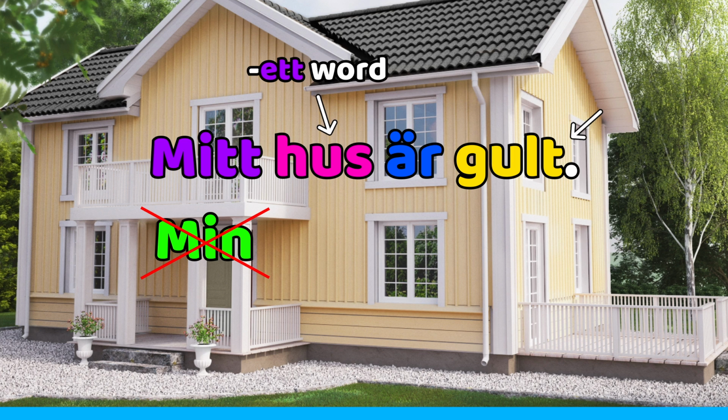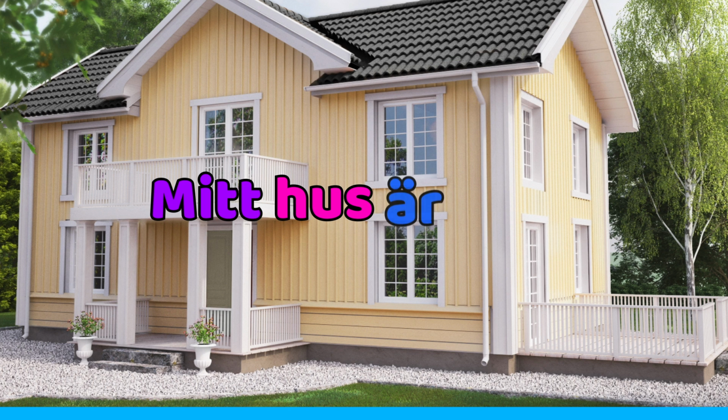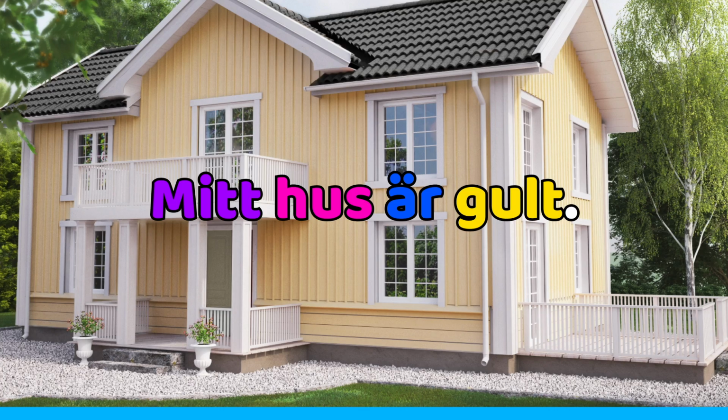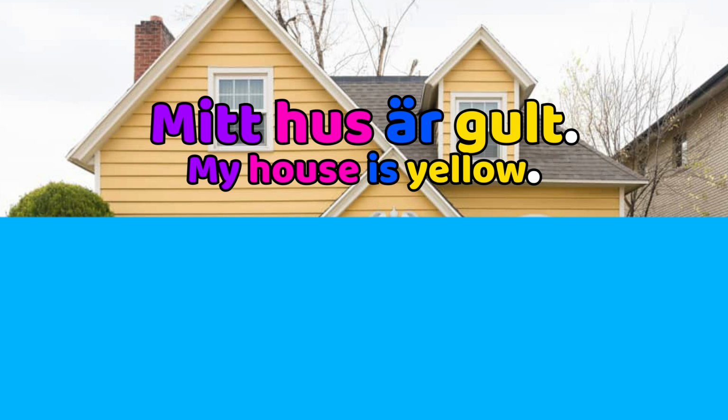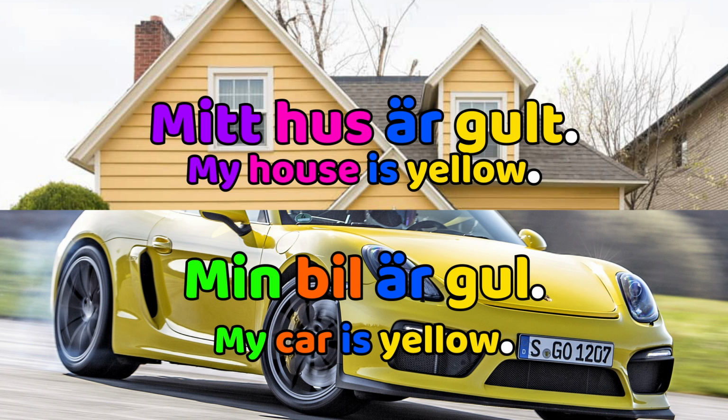And that's why we add a t to gult instead of saying gul. So again, mitt hus är gult. Here you can see two sentences, one with an en-ord and one with an et-ord. Mitt hus är gult. Min bil är gul. And pay attention to the one with the et-ord, because you're going to see a lot of t's here.